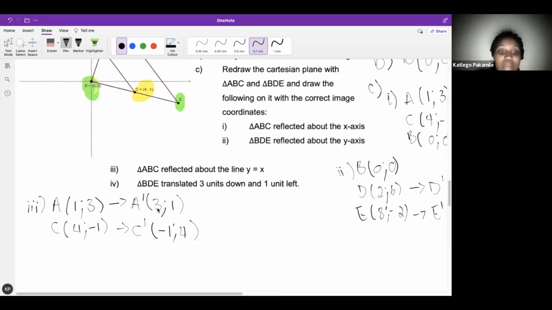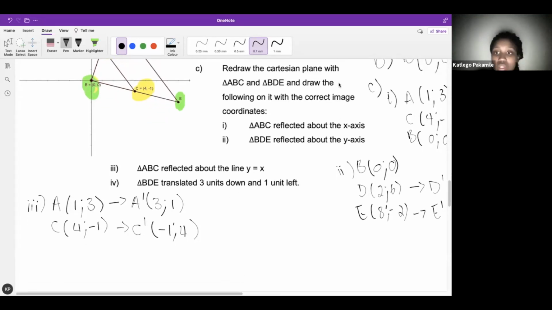And then finally, they say triangle BDE is translated 3 units down and 1 unit left. First, I'm going to write the general rule. So we're going from XY to X what? 1 unit left. Is that plus or minus? -1. Thank you. And Y, is it plus or minus 3 units down? y minus 3. Okay, so now we have our general rule and we are translating the triangle BDE.